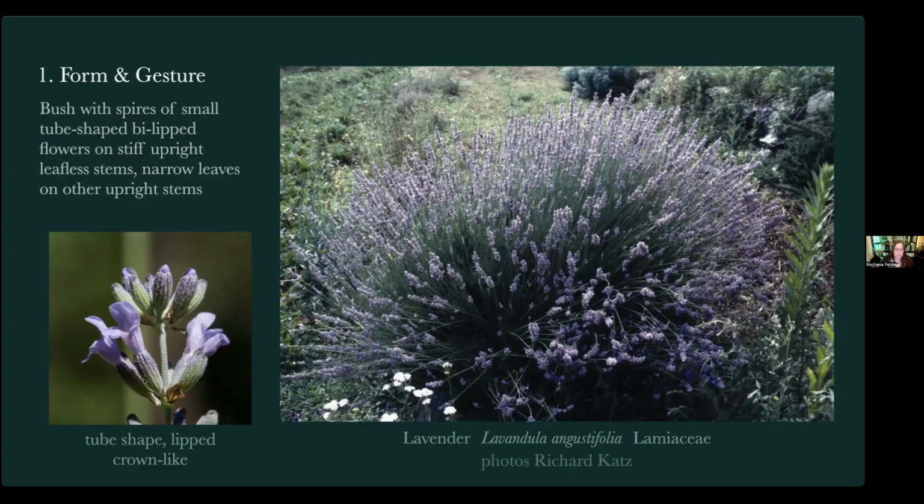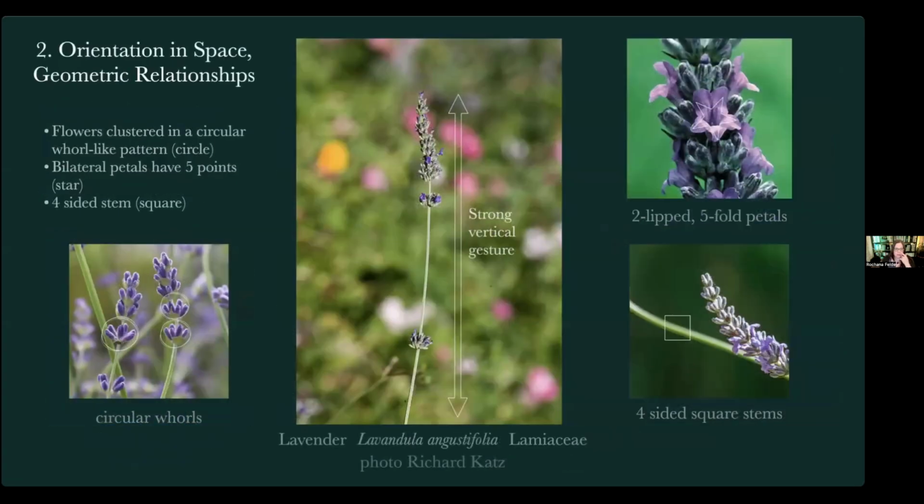And then also they emerge from the stem in a circular way, kind of like little crowns, going up the stem. So looking at that a little bit more closely in this geometric pattern, you can see here how they go around the stem like a crown. It's a circular whorl, and that goes up the stem. So that's sort of a circle.